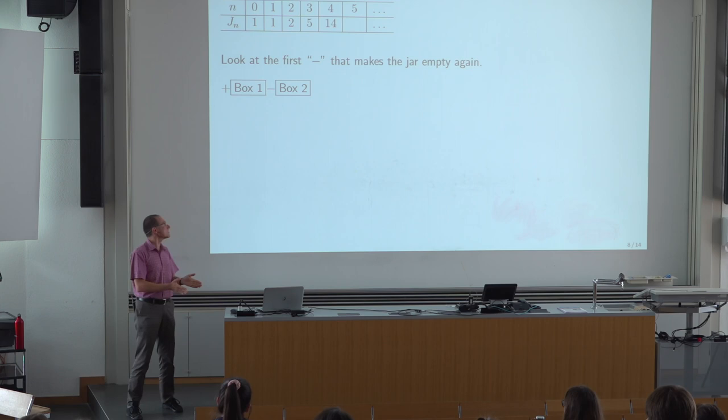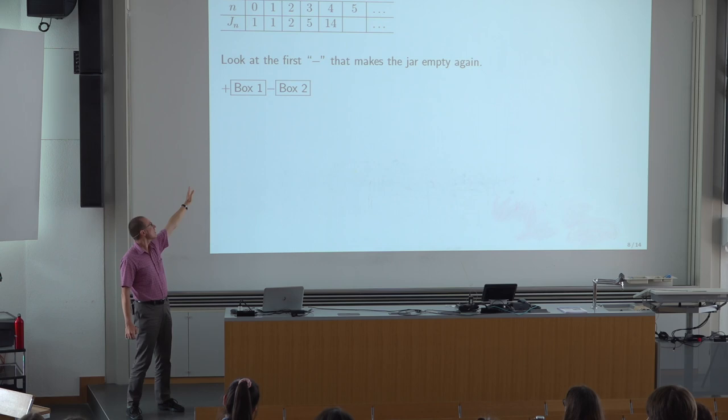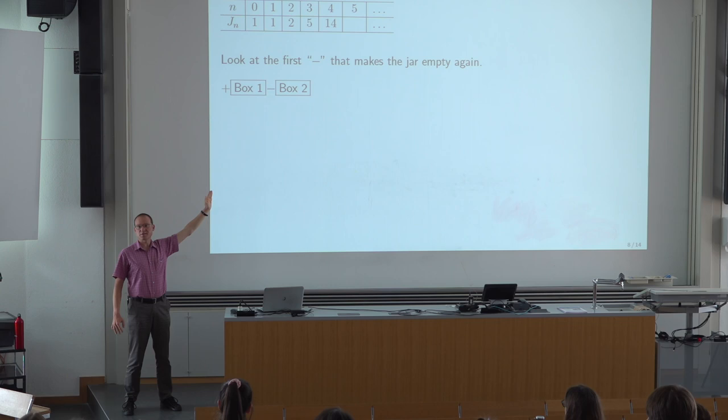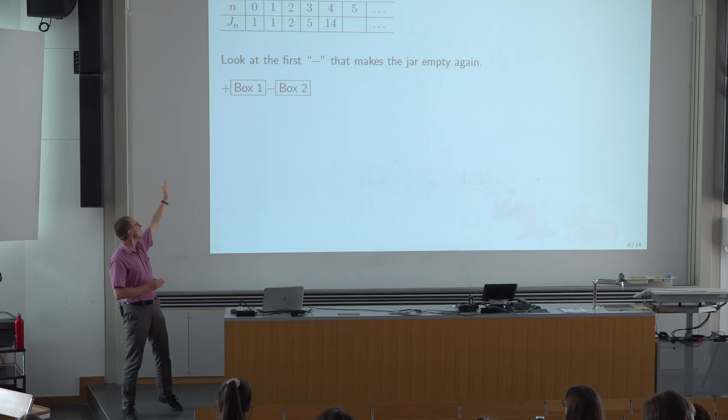Well, you start with a plus. You have to start with a plus. Then there is some stuff, pluses, minuses. And then here is the first minus that makes the jar empty again. And after that, there is again some string of pluses and minuses. Okay. n is equal to 5, so total you have 10 days, 10 symbols. What can you say about box 1 and box 2?